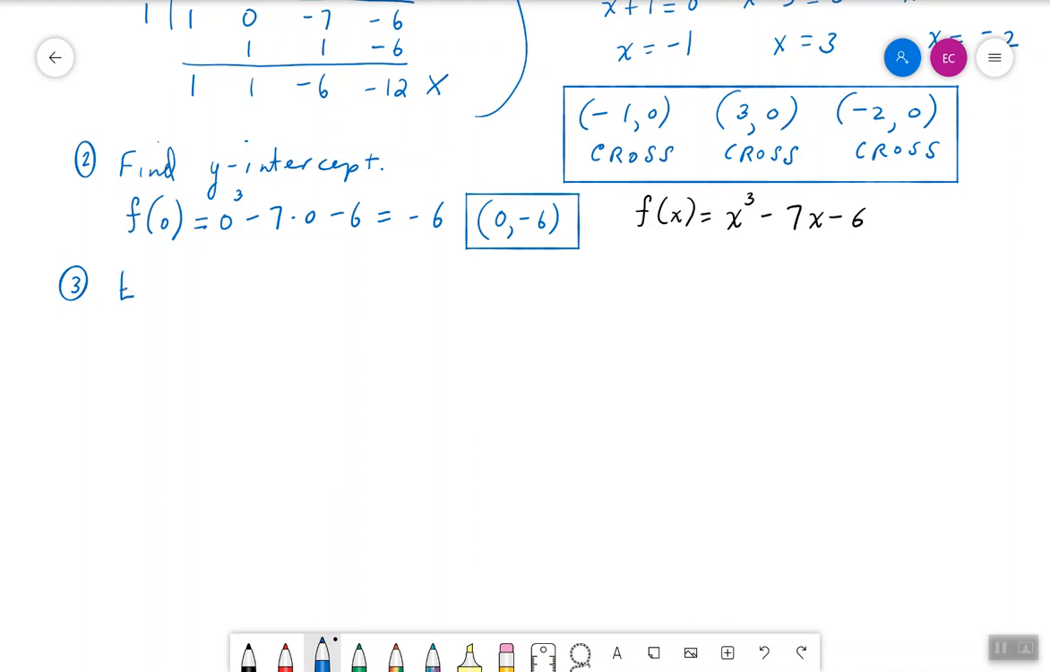We need to describe the end behavior. And remember, the end behavior is described by the leading term, which is y equals x cubed. And so y equals x cubed goes down to the left and up to the right.